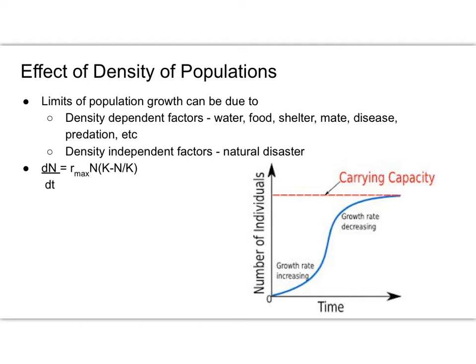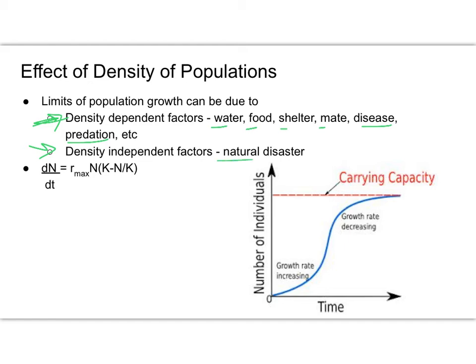So the limits of our population growth could be due to a number of things. They could be due to density-dependent factors, which are dependent upon literally the density of the organisms, meaning how many organisms are in that particular area. And as we increase the density of the organisms in that particular area, they start to compete, right? They compete for water, they compete for food, shelter, mates. Disease is spread faster in areas that are more dense. Predation is easier for organisms in areas that are more dense. Density-independent factors are going to occur regardless of the density of the organisms.